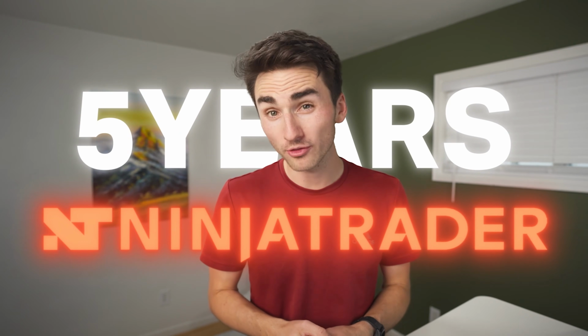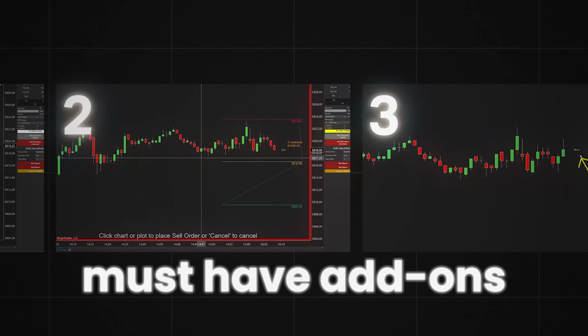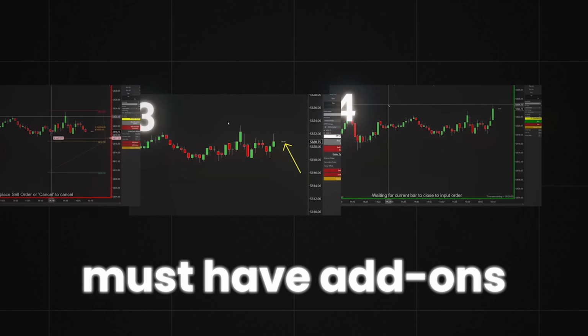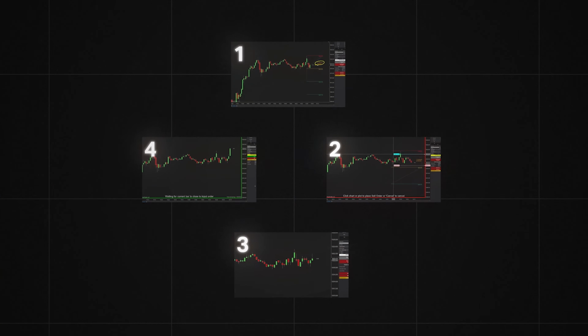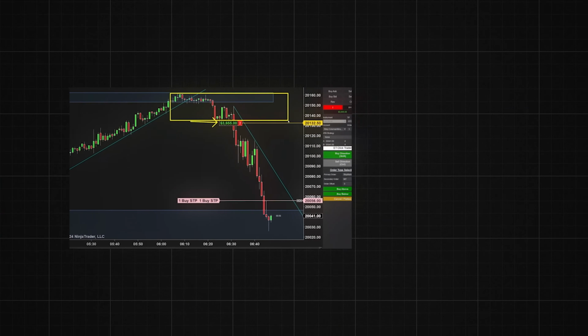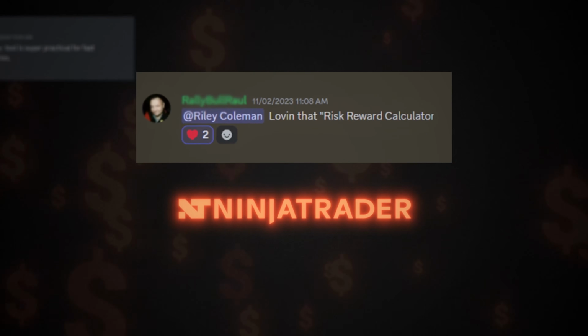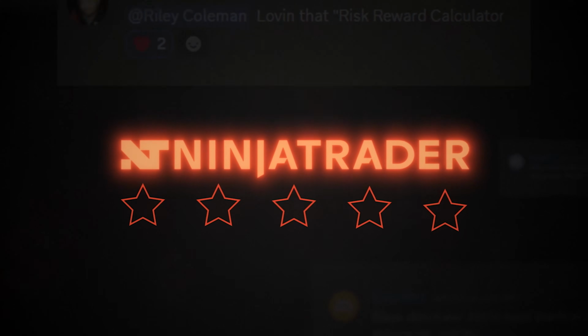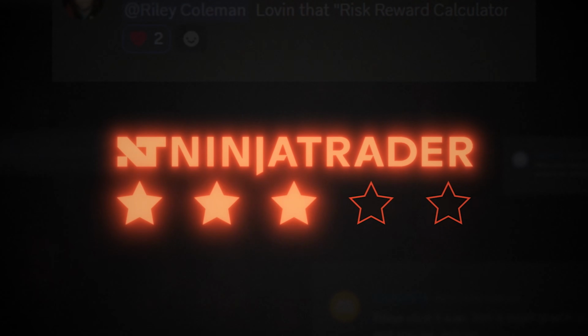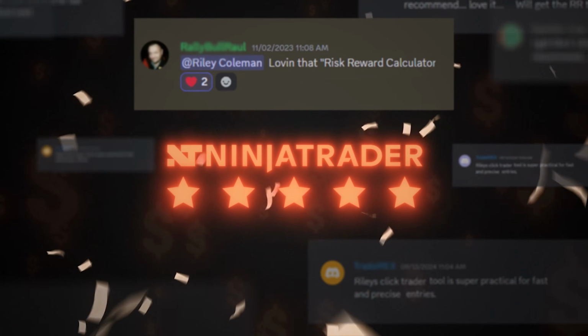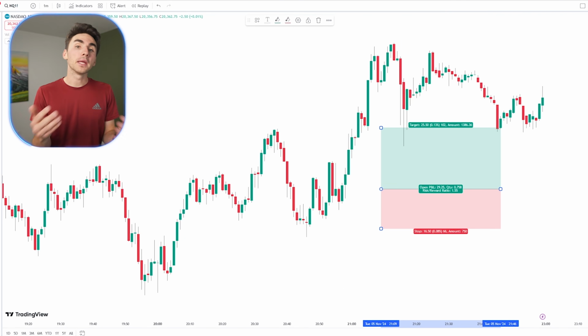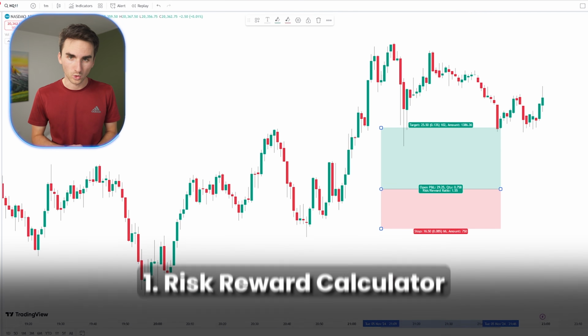I've been using NinjaTrader for over 5 years, and I have 4 must-have add-ons that you need for any trading strategy with the platform that is drastically gonna improve your trading and just the quality of life using the platform. Everyone that has used these indicators has said they have drastically changed and made trading on this platform way easier. And the biggest one that I actually haven't seen anywhere is a risk reward calculator.